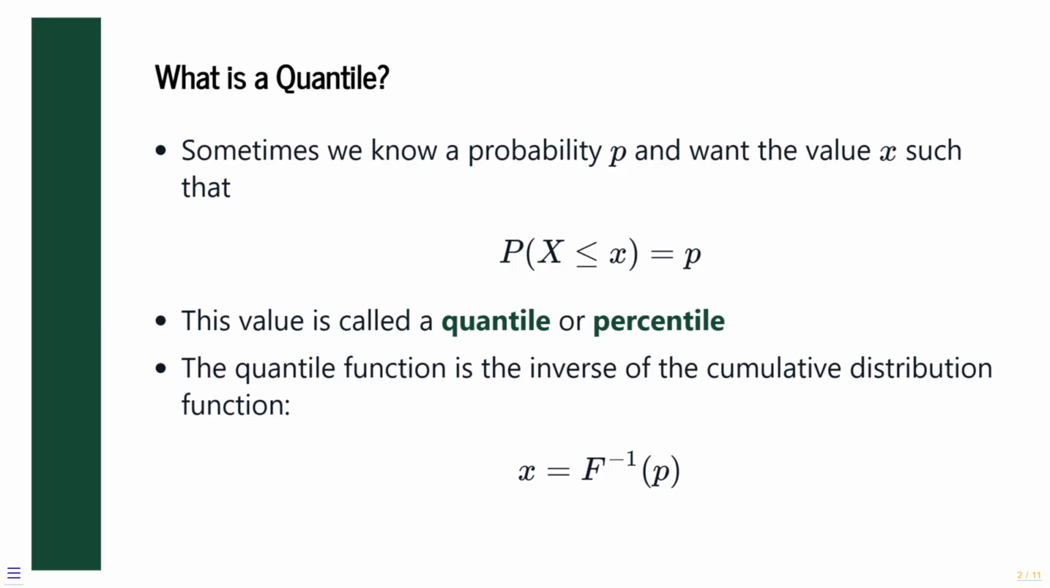The quantile function, often written as F inverse of p, is the inverse of the cumulative distribution function. For normal distributions, this inverse does not have a simple algebraic formula, so we typically rely on software or statistical tables to find it.